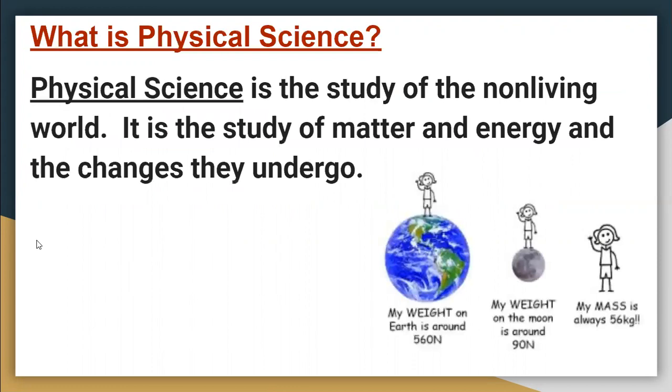So first of all, what is physical science? Your whole year you're going to be learning about physical science. So physical science is the study of the non-living world. Last year in 7th grade, you covered studying the living world. So physical science is the study of matter and energy and the changes they undergo. So we're going to be discussing matter for the first trimester, and then we're going to move into things about energy.